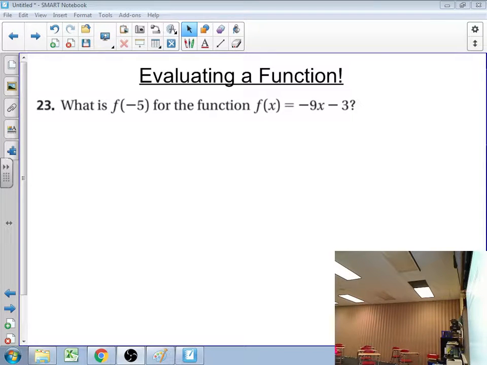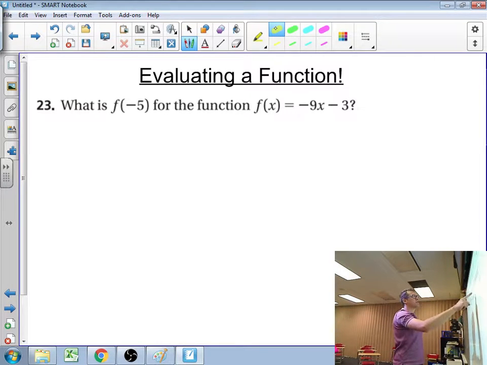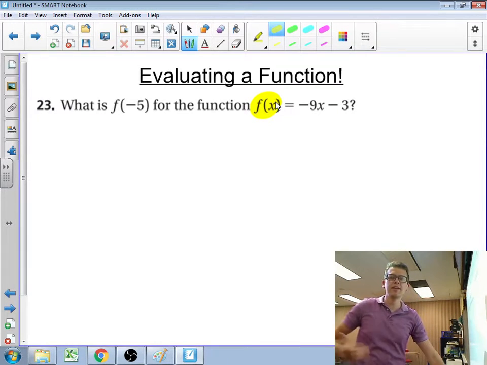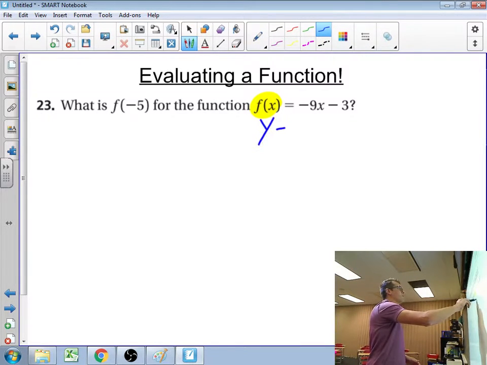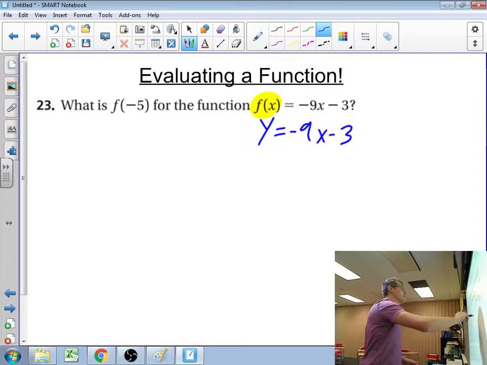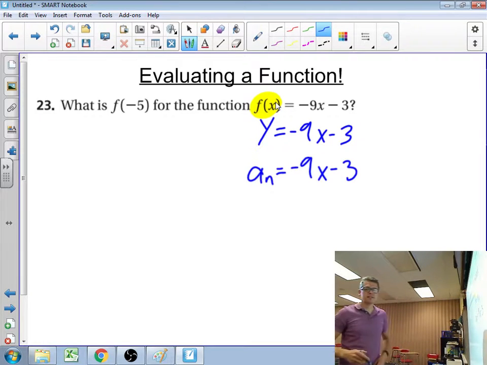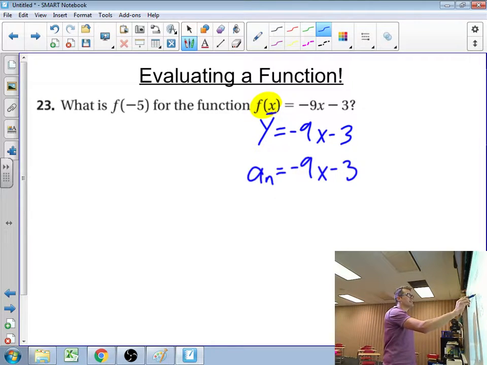Alright guys, going to do another video for chapter 2 here, except these relate to how we evaluate the value of a function. So the big thing here that some of you guys are getting goofed up with is function notation. So this whole f of x. F of x is just a fancy way of saying the output value. So I could write y equals negative 9x minus 3. I could write a sub n equals negative 9x minus 3. I could write f of x, I could say f of n, f of p, f of purple. It doesn't matter what this is. It's just a placeholder for what I'm going to plug into the function, what my input is going to be.